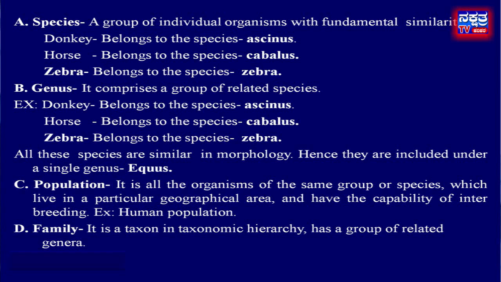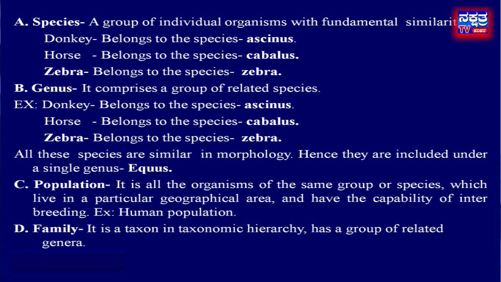Okay. Next, B, genus. It comprises a group of related species. Group of related species, as I mentioned in the species: donkey, horse, zebra. These three animals are morphologically similar in nature. Hence, they are included under a single genus, that is Equus.